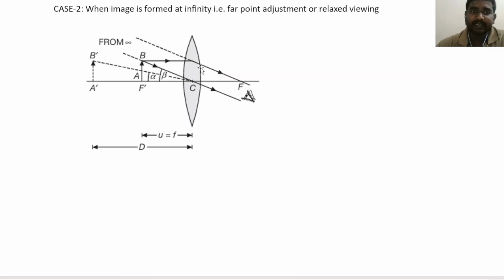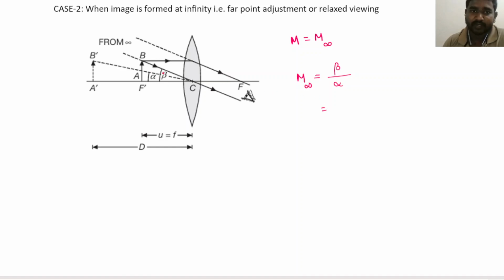See, in the second case, when the image is formed at infinity, here also you can take the magnifying power of a microscope as m, equal to beta divided by alpha. Whenever the final image is formed at infinity, the visual angle subtended by the final image at the eye you can take as beta, in the diagram. The visual angle subtended by the object when it is kept at the least distance of distinct vision is alpha.